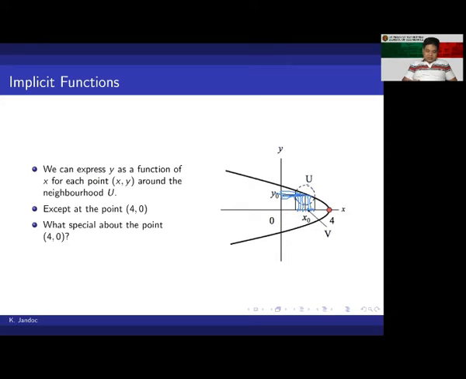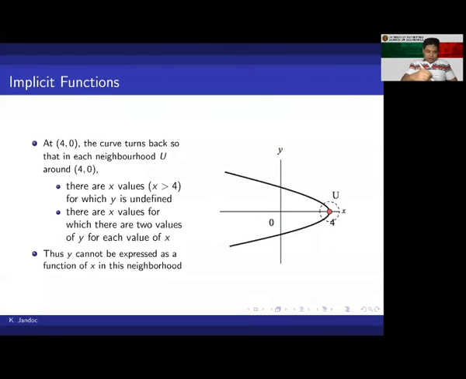But notice that if we draw a neighborhood around 4, 0, something happens. We cannot replicate such an exercise from this neighborhood u to this neighborhood around the point 4, 0, or x equals 4, y equals 0. So the question is, what's special about this point 4, 0, such that you can express y as a function of x in this neighborhood over here.